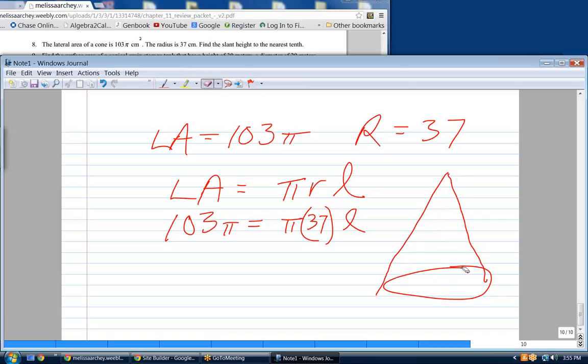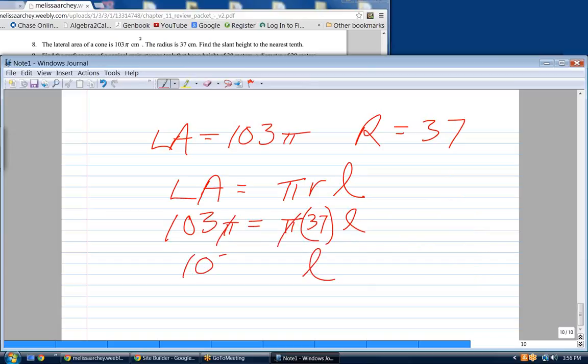Okay, so now we have a formula where the pi's cancel, and lambda is equal to 103 divided by 37.